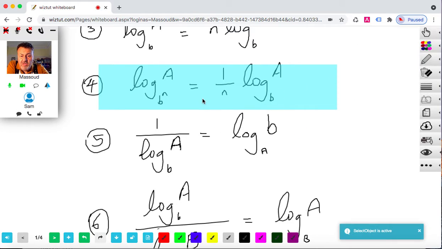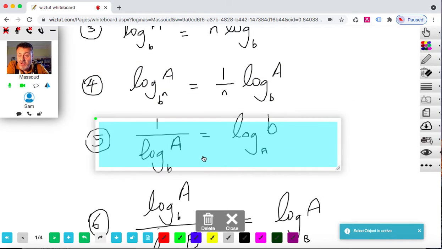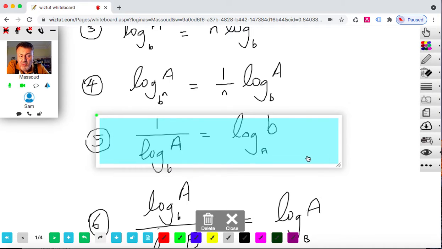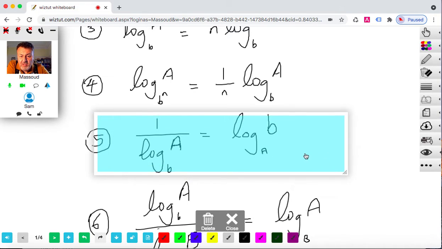This is also a useful rule. It's obviously not as useful as the rules up to number 4, so I've organized them in the way that they're more used in solving questions.